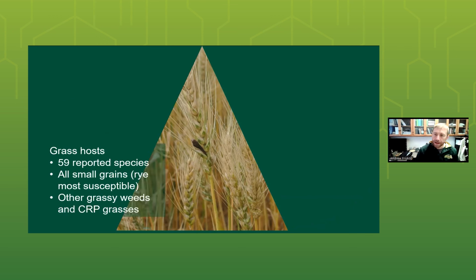As a reminder, grass hosts are the host, and we have a lot of them. In a paper that was produced by Alderman et al. in North Dakota, we have 59 reported grass hosts. And that's the weedy grass species, that's the agronomic crops. There are a lot of crops that are susceptible to this pathogen.